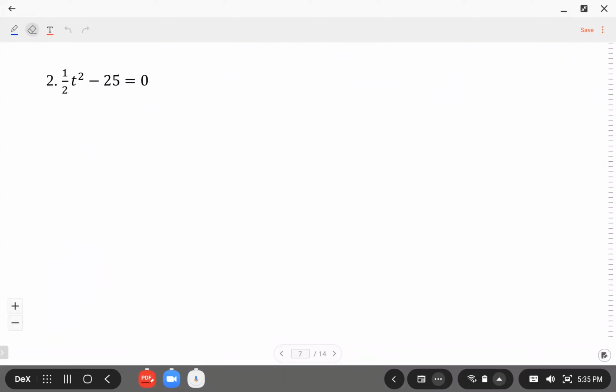Second problem. Do this in 5, 4, 3, 2, 1. Okay, no time. Just kidding. I'll give you a few moments to do this. 1/2 t squared minus 25 equals 0. Okay, do this. This one has a solution, I promise.